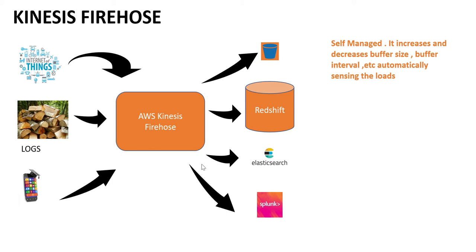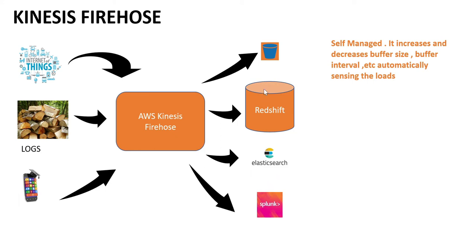Now, what sort of data can you stream? You can use sources like AWS IoT, which is Internet of Things. You can use logs like CloudWatch logs. You can use mobile applications which are constantly sending some log data to Firehose. These can be potential sources.